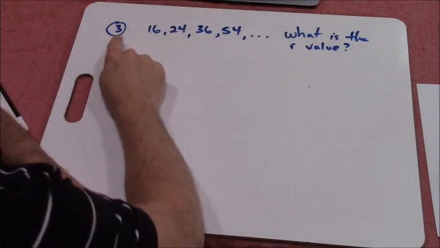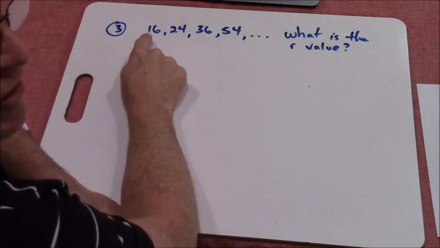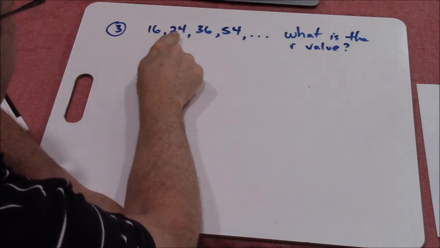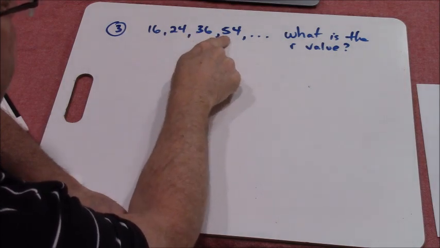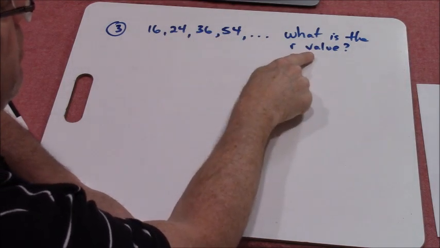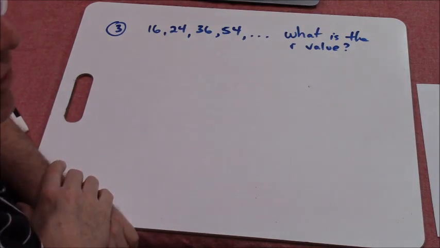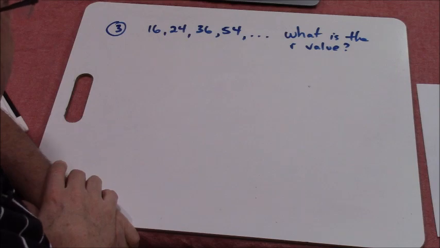So here's another problem. We have a geometric series, or sequence, and it's 16, 24, 36, 54, and they're asking us to find the r value. You guys go ahead and try that.